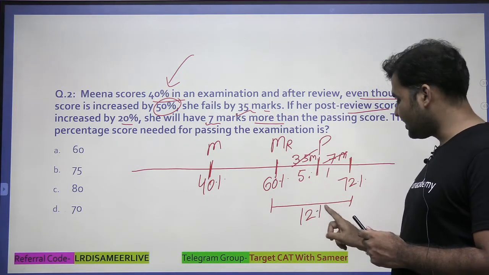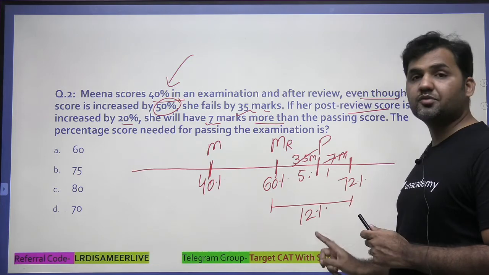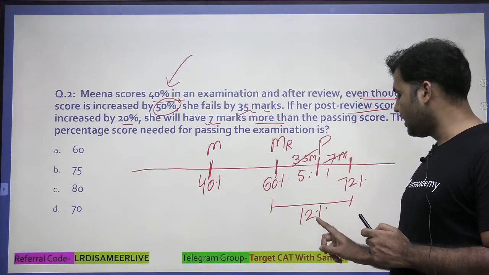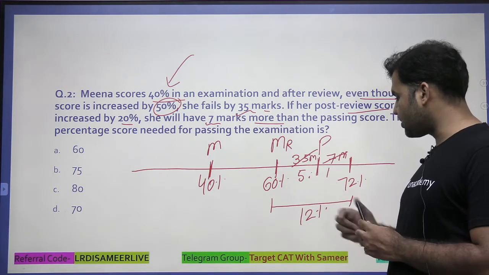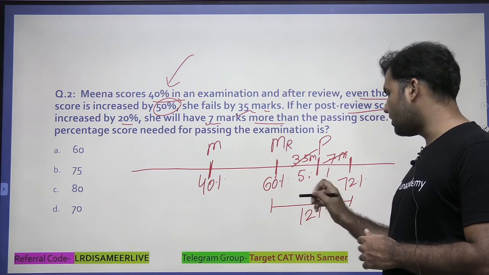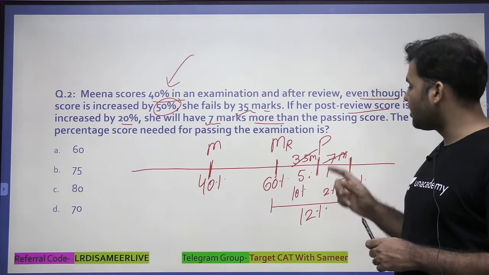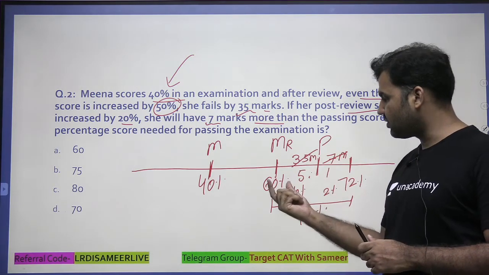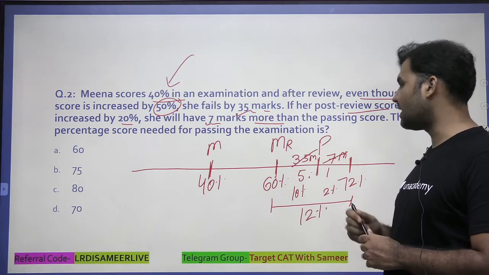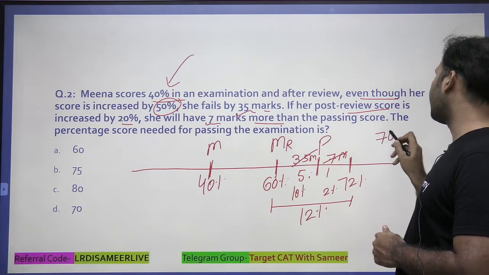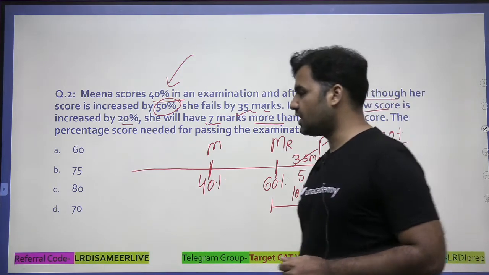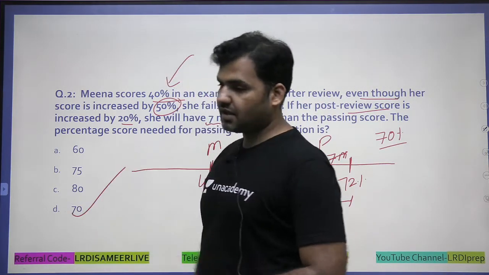But the total you can see here from this point to this point in terms of percentage is 12%. So divide 12% in the ratio 5:1: 10% will be on this side and 2% will be on this side. Now because I'm supposed to find out the passing marks, it would be 60% plus 10%. That means the passing marks in the examination will be 70%, and that's the D option. This is the correct answer of the question.